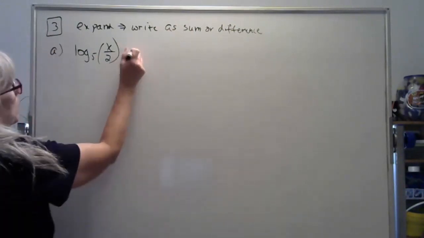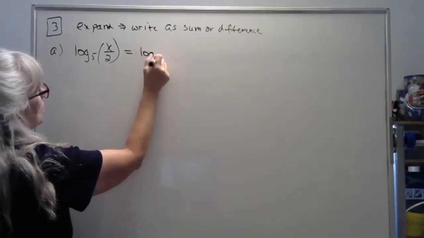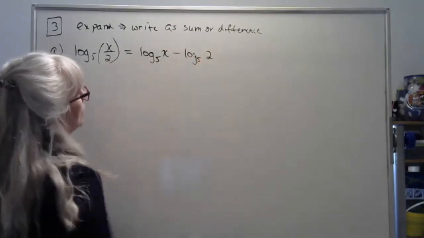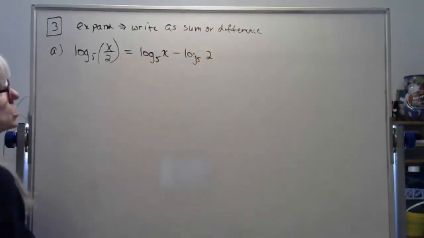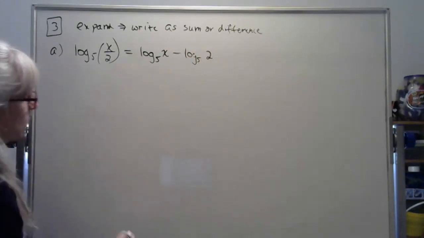So because this one's written as a quotient, we know that we can expand that as log base 5 of x minus log base 5 of 2, and I'm done. That's it. I've expanded it. I took it from a single logarithm and wrote it as 2 separate logarithms. That's it. So it honestly takes longer to write it than it does to do them. That's my kind of problem.